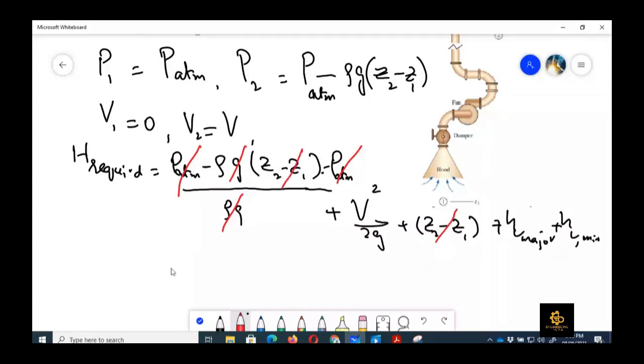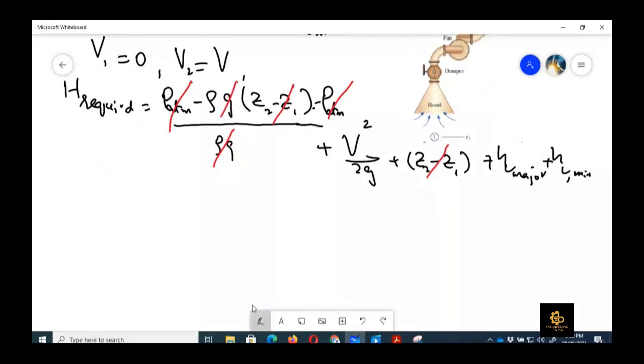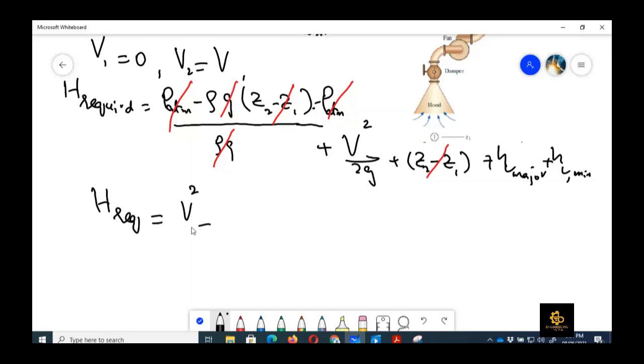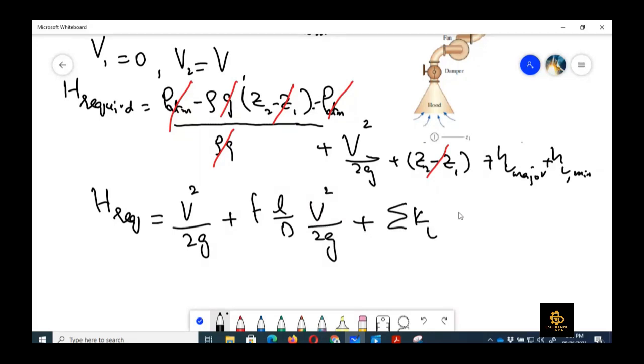So now this equation has been reduced to H squared is equal to V square upon 2G plus HL. If you remember, HL is FL upon D into V square upon 2D, plus KL into V square upon 2D. Right? So now H required for a given volume flow rate can be calculated by using this equation.